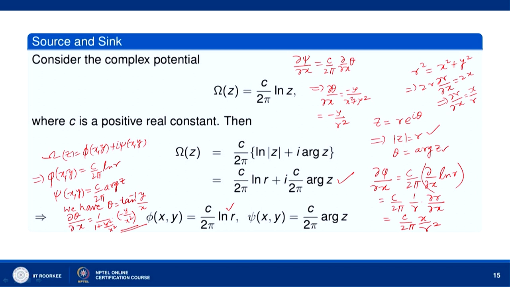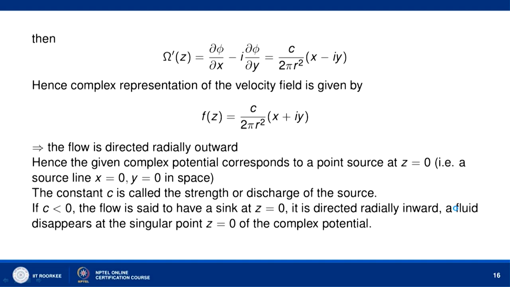So let us put the values then. Thus del psi over del x equals c over 2 pi times minus y upon r square. So this is the value of psi x and here is the value of phi x. Let us put these values in the expression here, okay. I have put here phi x minus i psi x. So you get the same thing when you find phi x minus i phi y. So we get c over 2 pi r square times x minus i y, okay.